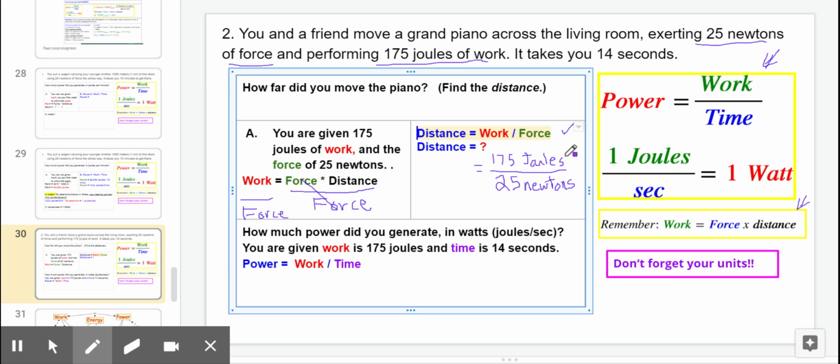Joules, 1 joule equals 1 newton meter, so this is going to put distance in meters. Well, 175 divided by 25 is what? That's 7 meters. So you moved the piano 7 meters. That's your distance.